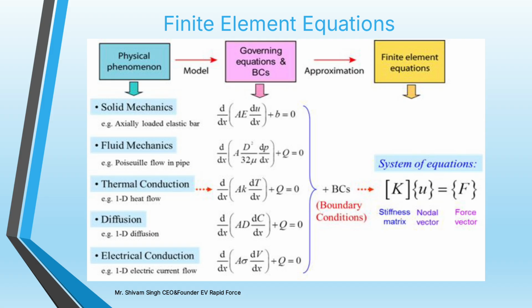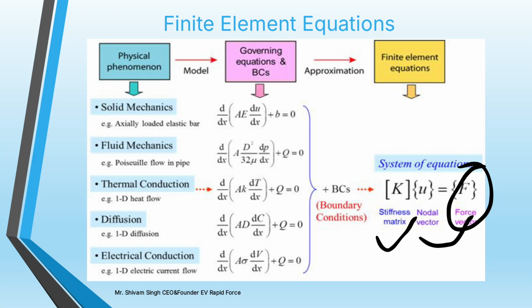Basically, in this system of equations there are two terms: the stiffness matrix and the nodal vector, and the force vector. The force vector is nothing but the applied force, the amount of force applied to the system, and u is the nodal vector. The nodal vector is nothing but the displacement at a node of an element.